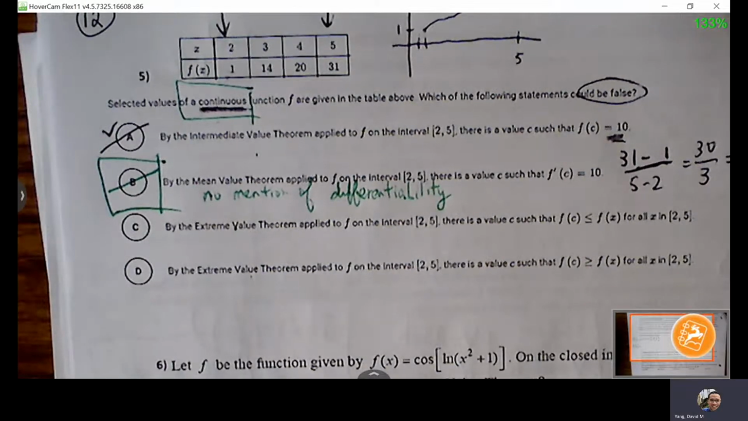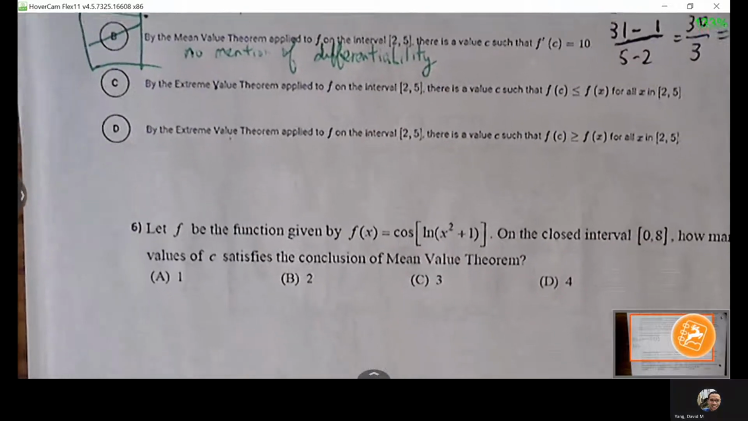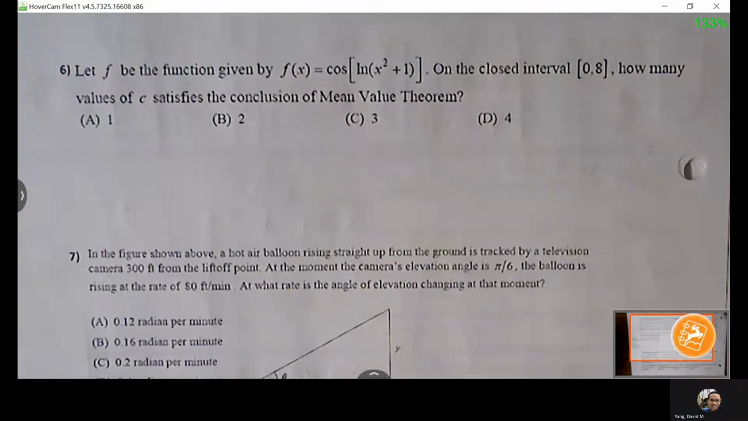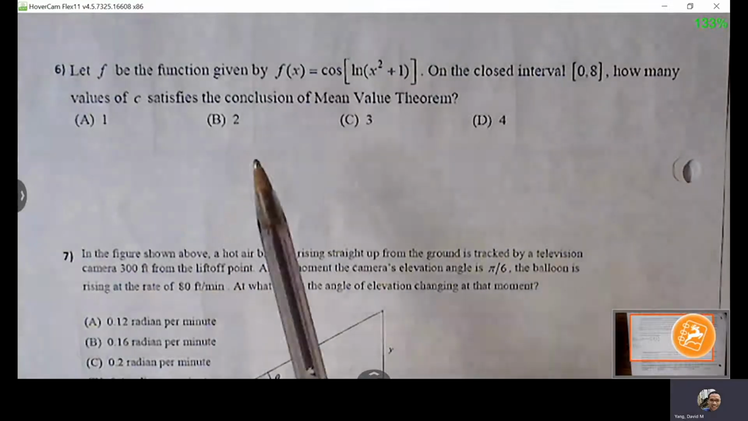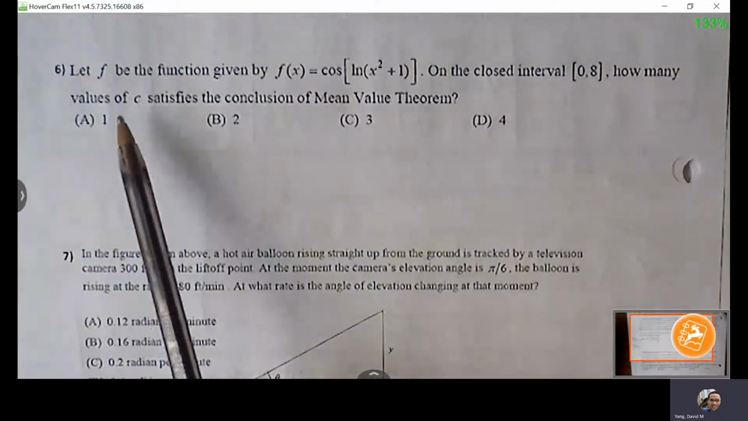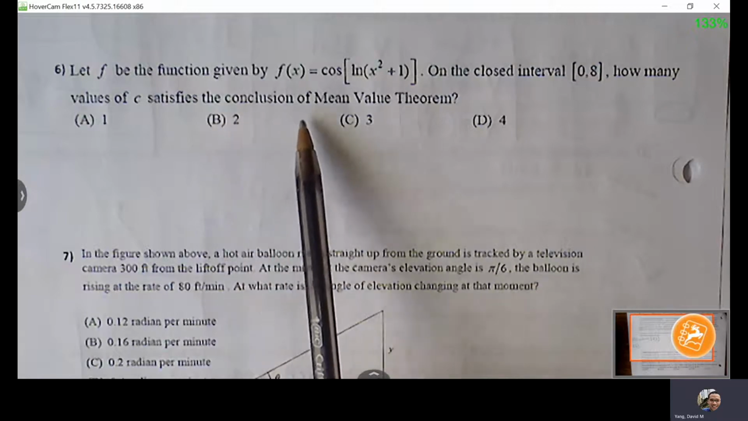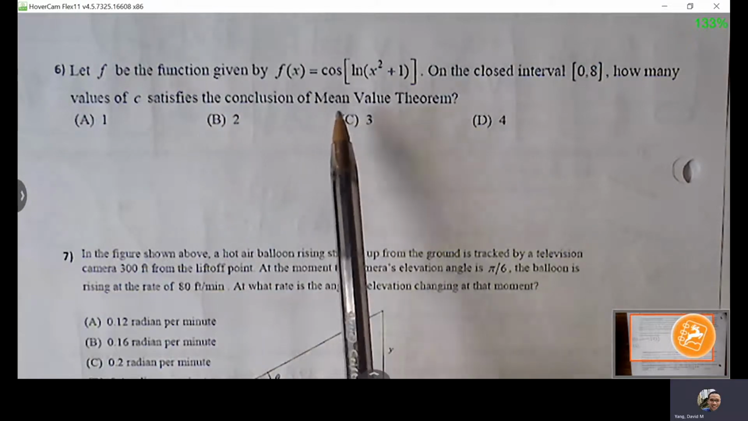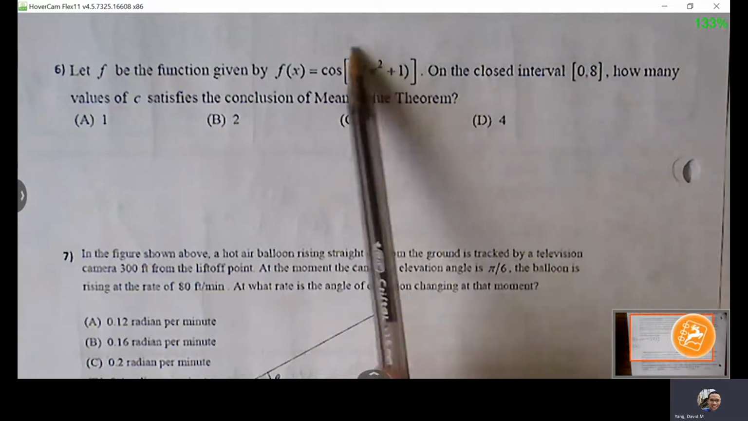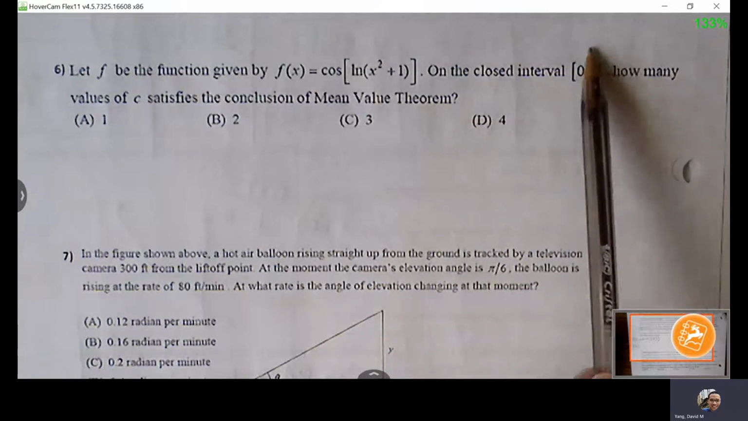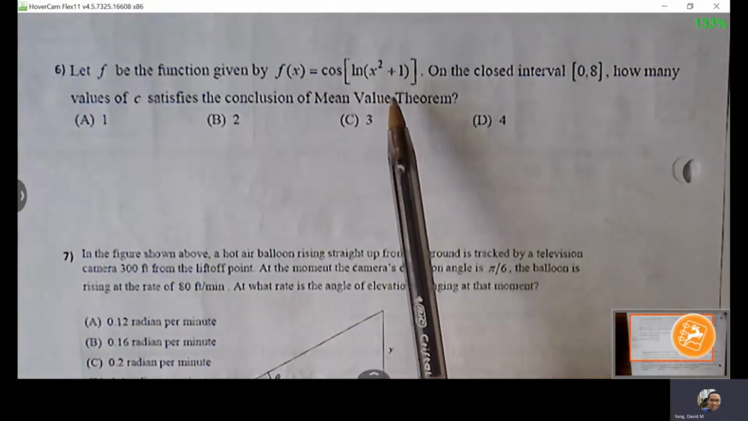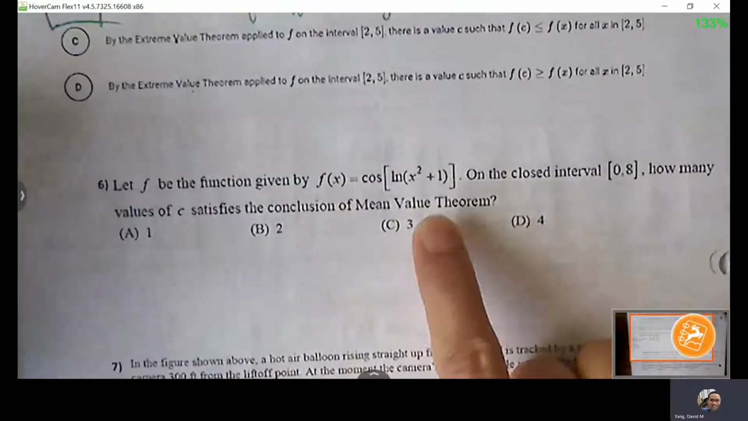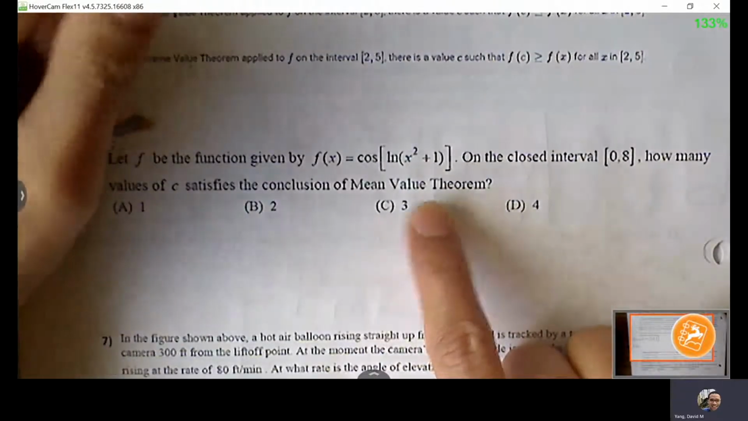Okay, last one here, number 6. Let the function be given by f of x on the closed interval. How many values of c satisfy the conclusion from mean value theorem? Well, mean value theorem requires continuity and differentiability. Natural log is safe as long as we're in the positive region. There's no sharp turns here. Remember, sharp turns are only if you're dealing with radicals in the denominator. So we're safe, but let's go ahead and state our conditions here.